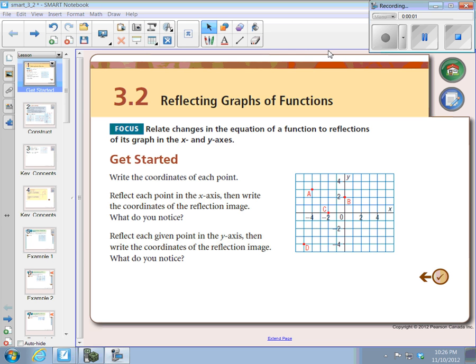All right, we're going to look at the Get Started section of 3.2. Mr. Wheeler, you can press pause. The kids should be able to do this part for a couple minutes and then press play and we'll finish it up for them.